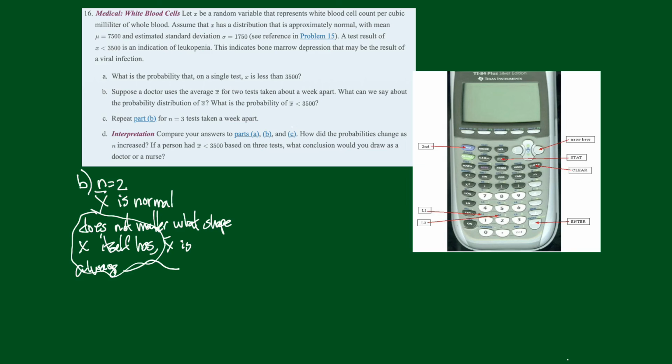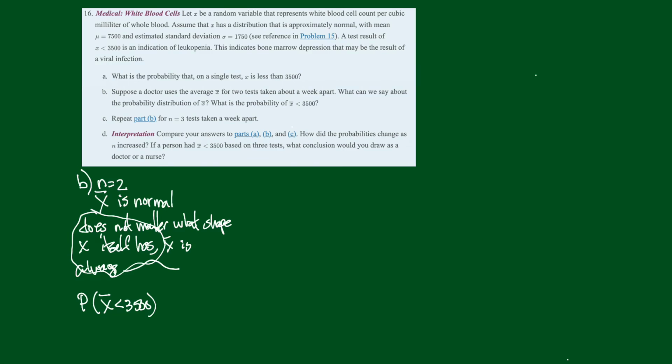Okay, so now what I want to know is, what's the probability that x bar is less than 3,500? Okay, let's go directly to the calculator. On your calculator, here's what you want. You want normal CDF. And how do you get it? Second, Vars, number 2. Now, what is the lower bound? Negative infinity, and that's E negative 99, right? Second, EE right above the comma, and then negative, not minus, but negative 99. Upper limit, 3,500. The mean, 7,500.